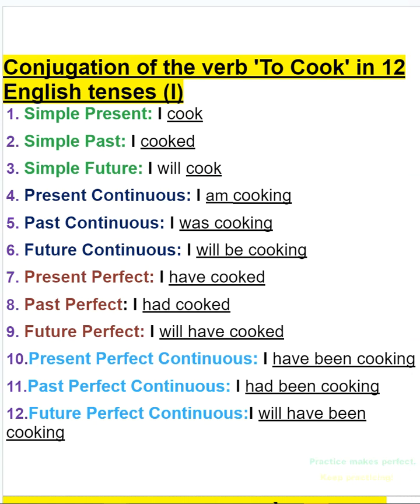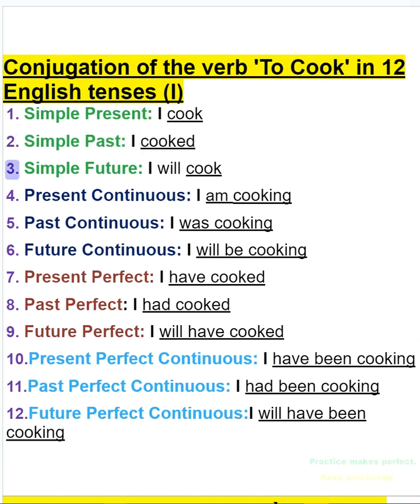Conjugation of the verb to cook in 12 English tenses. 1. Simple conjugation of the verb to cook in 12 English tenses. 1. Simple present, I cook. 2. Simple past, I cooked.